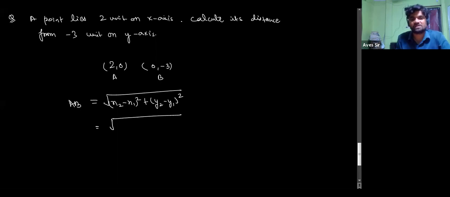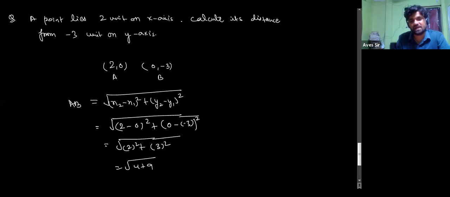So simply what you need to do is subtract this one and this one. So (2 minus 0) whole square plus (0 minus minus 3) whole square. So you can write under root of 2 square plus (0 plus 3) whole square. So you can write 4 plus 9. You can simply write root of 13 units. Okay, easy. So let's move towards the next question.